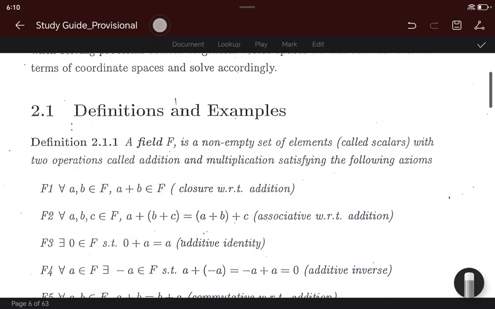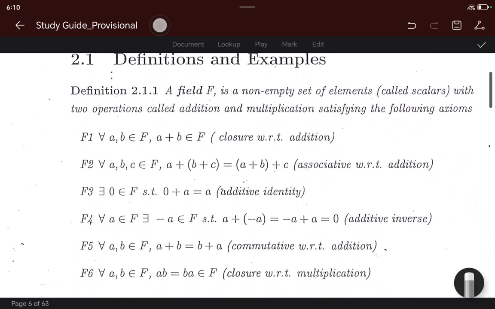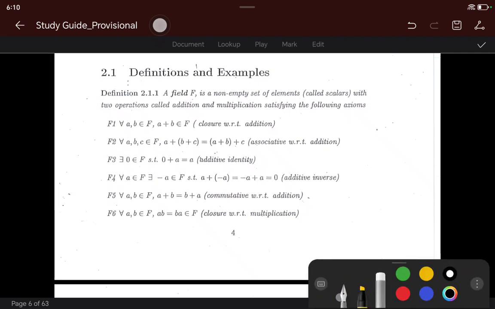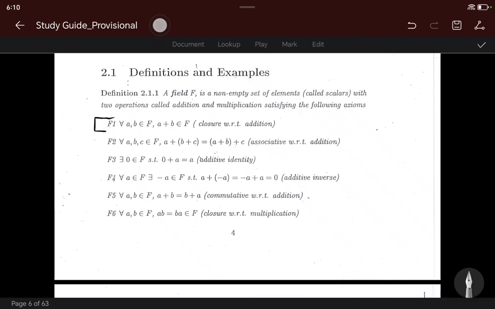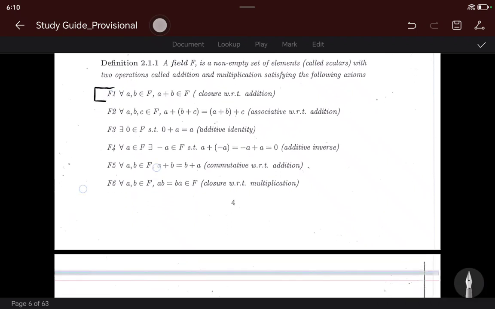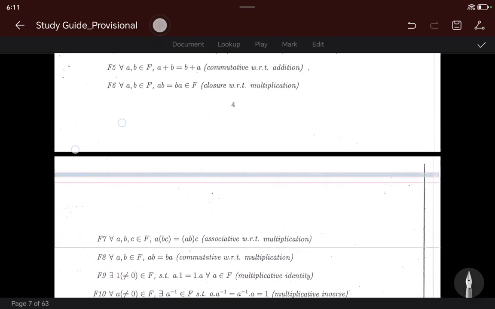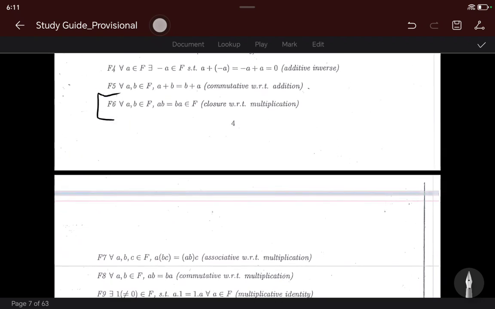Now, when we come to the scalars, remember we said that this contains two operations, which are called addition and multiplication. The first axiom, we can actually look at these two axioms, which are usually also contained in a vector space. This one is closure under addition, or with respect to addition, and we also come to the one of a scalar.